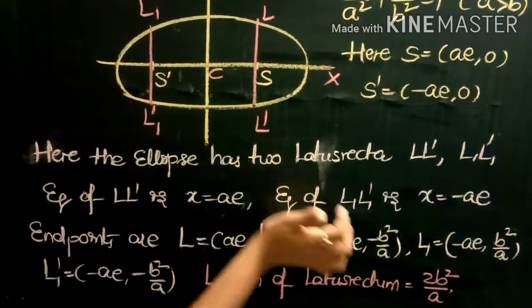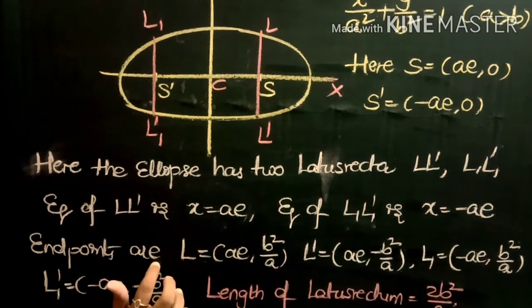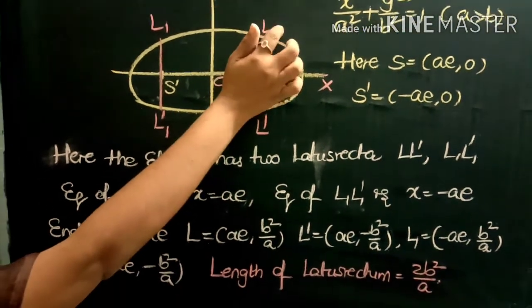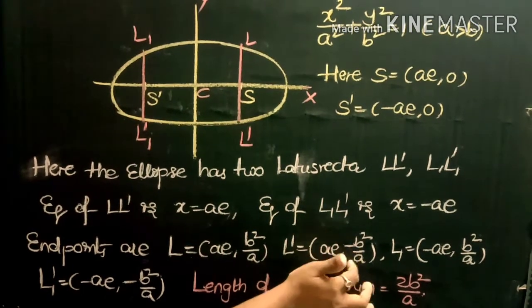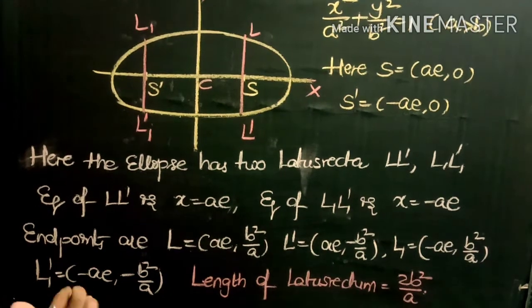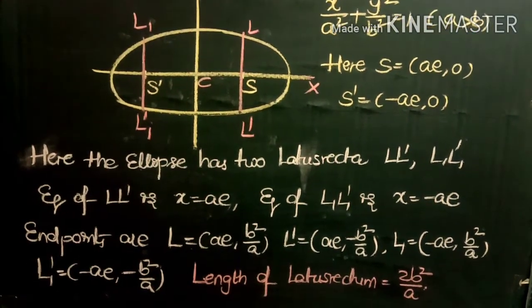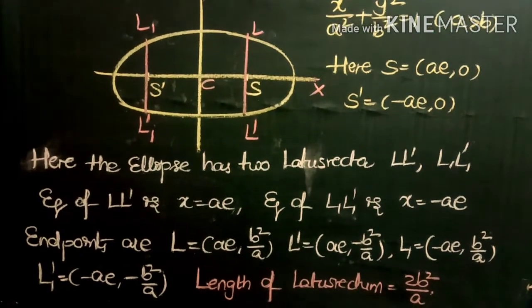Similarly, the equation of the line L1 dash is x is equal to minus ae, and the endpoints are: this is ae comma b square by a. And coming to these 2 points, this is the point in the second quadrant, ae comma minus b square by a. This is the point in the third quadrant, minus ae comma minus b square by a. And the length of the lattice rectum: simply we take the distance between these 2 points, which gives the value 2b square by a. That's all.